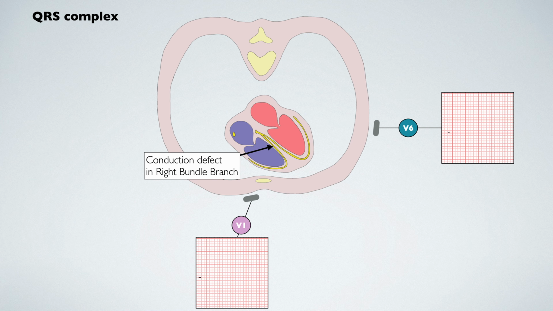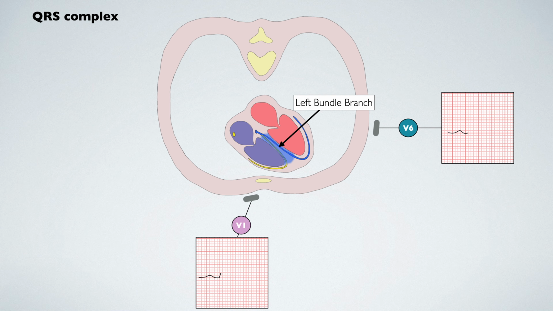Right bundle branch block is caused by a conduction defect in the right bundle branch. As a result, electrical impulses travel down the left bundle branch in order to get to the ventricles. The ventricular septum depolarizes normally, producing an R wave in V1.